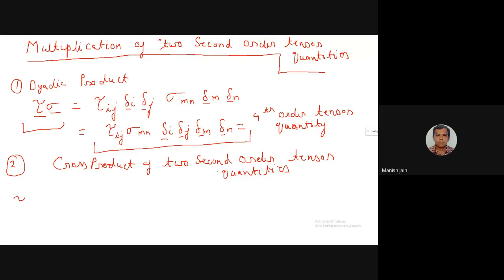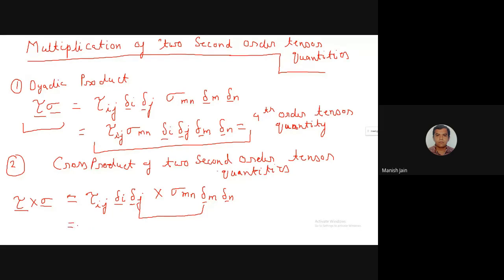suppose you are taking tau cross sigma. Okay, so that will be equal to tau ij del i del j cross sigma mn del m del n. Now the cross product occurs between the nearer vectors, that is j and m. So you can take the cross product between j and m only.